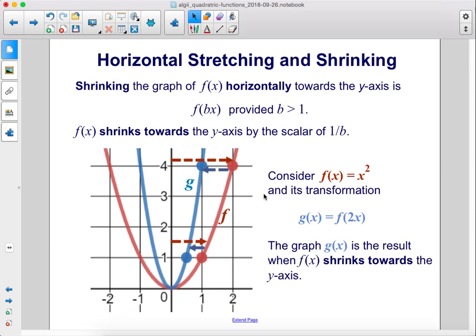Shrinking the graph of f of x horizontally towards the y-axis is f of bx, provided that b is greater than 1. F of x shrinks towards the y-axis by the scalar 1 over b. Consider f of x equals x squared, and its transformation, g of x equals f of 2x. The graph g of x is the result when f of x shrinks towards the y-axis.